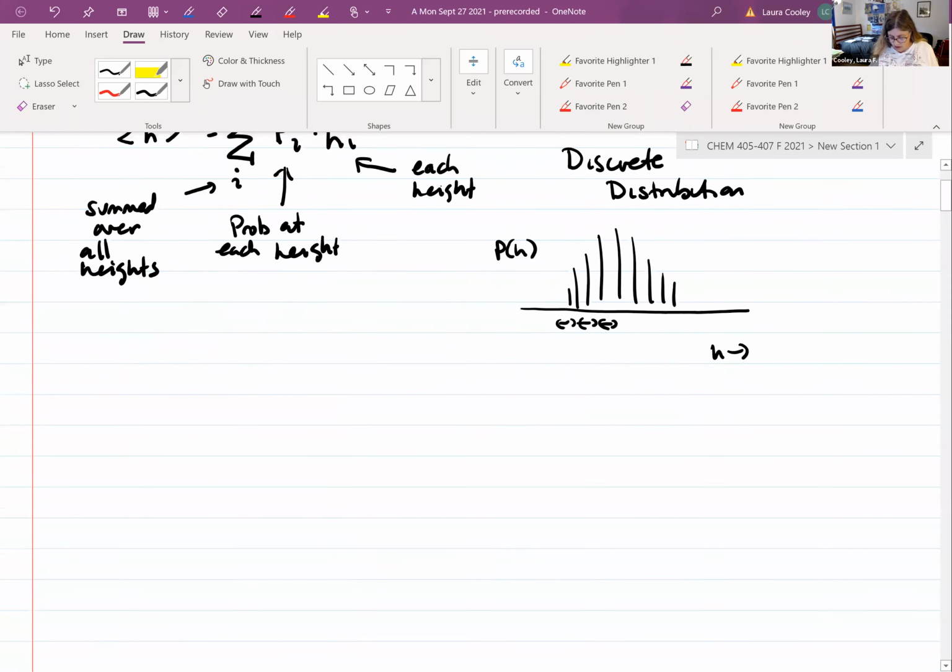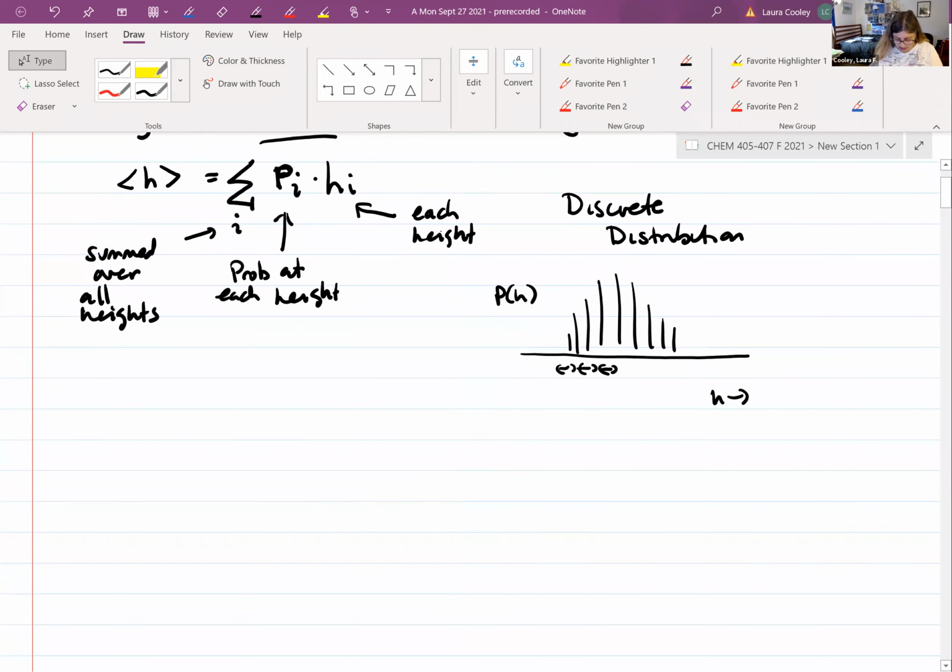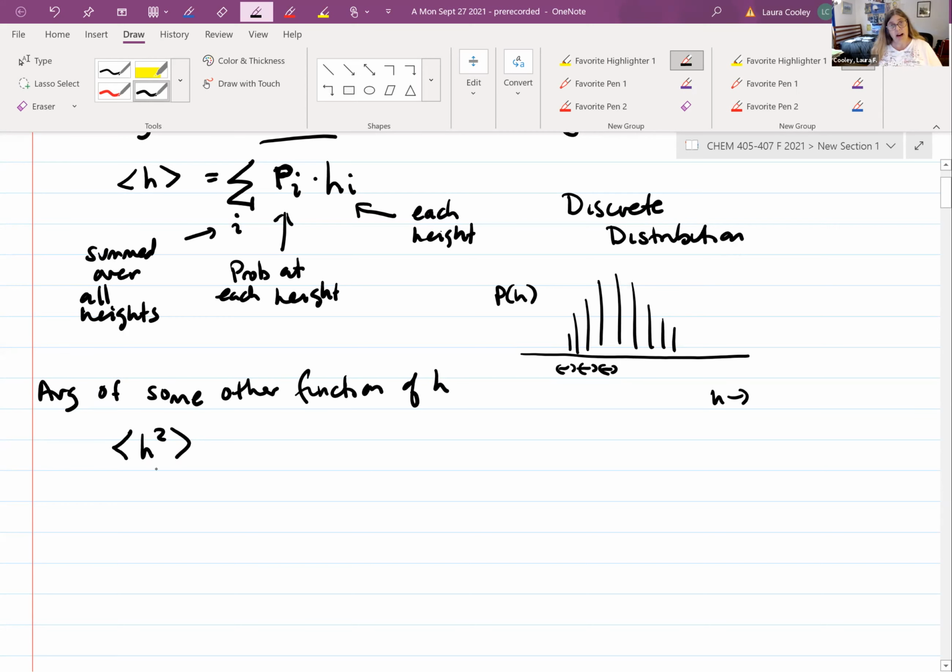But generally in science, we often deal with what is called, well, not yet. Actually, first I want to say that you could get the average height this way. If you wanted to get the average of, say, the square of the height, so the average of some other function of height, like, for example, the average square of the height. Why would you want to do that? Well, you wouldn't, but you'd want to get the square of the velocity. So I want to prepare you for that. You would have to sum up the probability times the square of the ith height over all heights, and that would give you the average of the square. And by the way, you could put any function of height here, not just the square. It could be 1 over height or something like that.